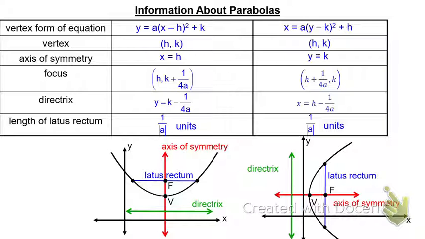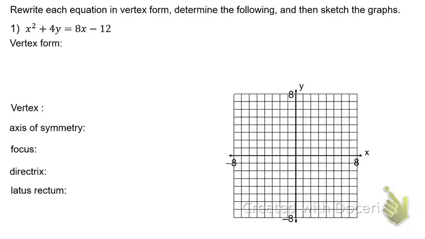Now if you need to finish copying this, pause the video. I'm going to go ahead and move to a couple examples now. So let's take a look at this first example. Notice it's not in vertex form. Instead, x squared plus 4y is equal to 8x minus 12.